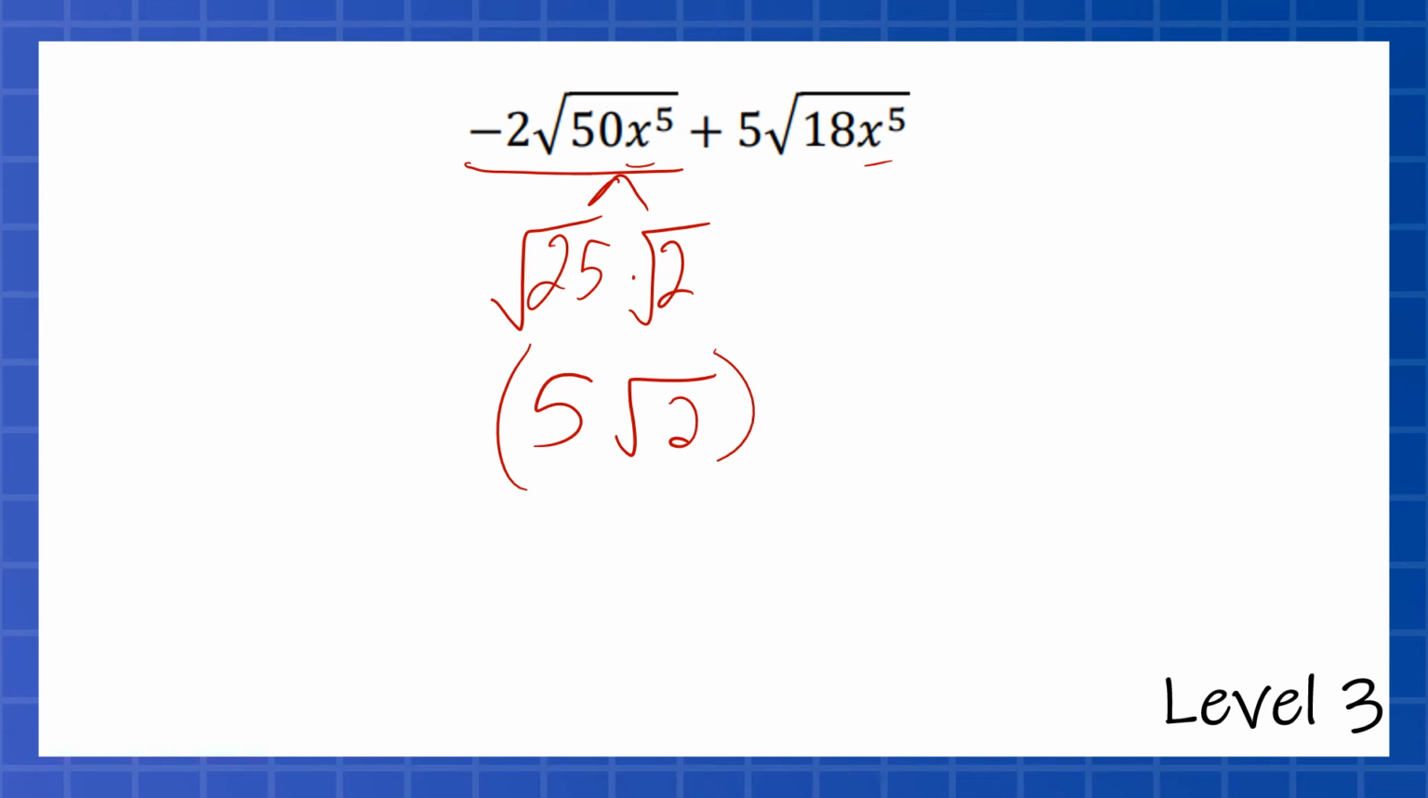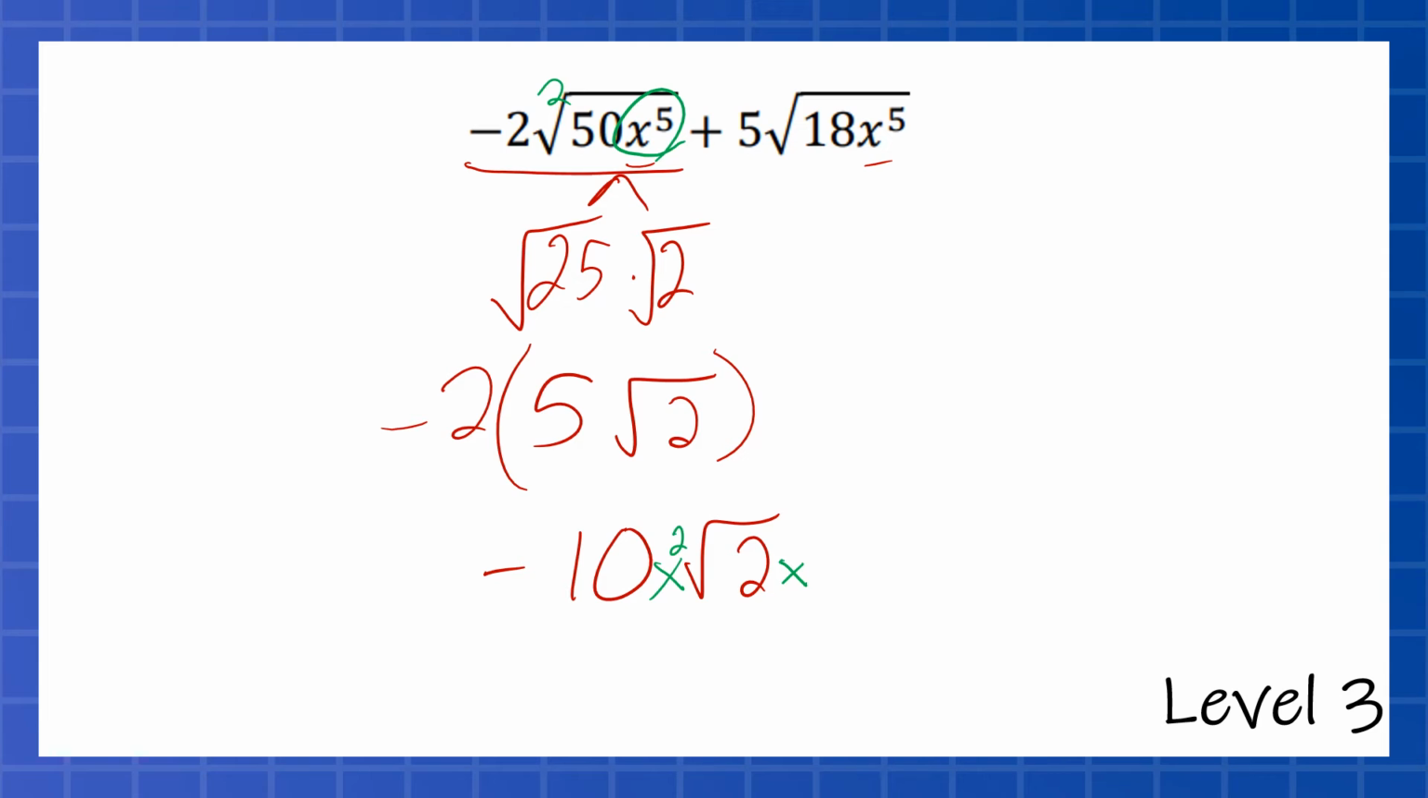Notice that I already had a negative 2 out there. So if I'm just looking at the numbers, this first one ends up being negative 10 square root 2. Now, there's more than just numbers there. You'll notice that we have an x to the 5th. Since the index is a 2, this is a square root, that means I can't, how many sets of 2 can I get out of there? Well, I can't get an even number of x's. There's an odd number of x's. So that means there's going to be one x left in there, but I can get 2 pairs out. Okay?